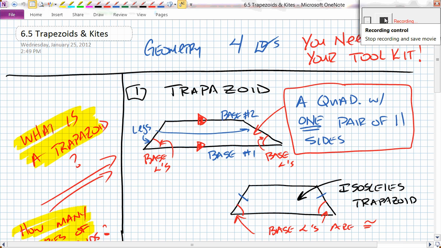Okay, this is Geometry 6.5, First Day Trapezoids and Kites. Make sure you have your toolkit with you. We're going to be adding some stuff into our toolkits as we go along here. So I already did the lesson, so this is just a little review of what we did today in class.